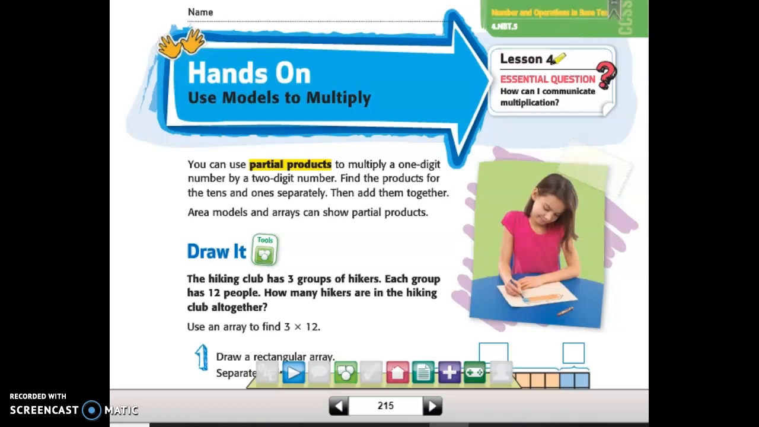Chapter 4, Lesson 4. Hands-on, how to use models to multiply. You can use partial products to multiply a one-digit number by a two-digit number. Find the products for the tens and ones separately, which is basically writing expanded form. Then add them together. Area models and arrays can show partial products.